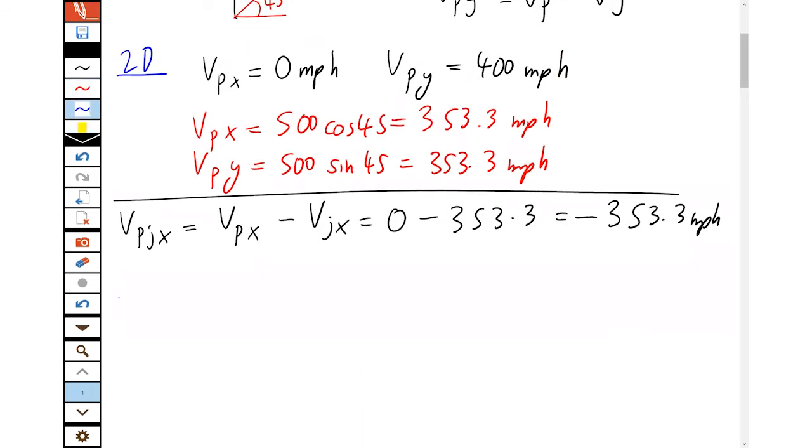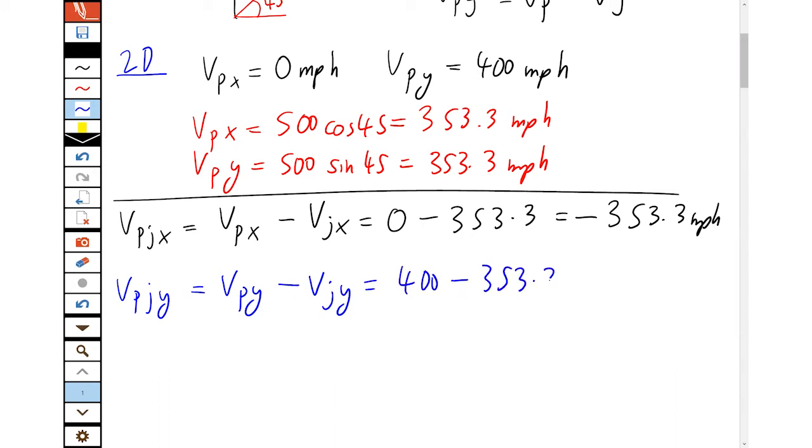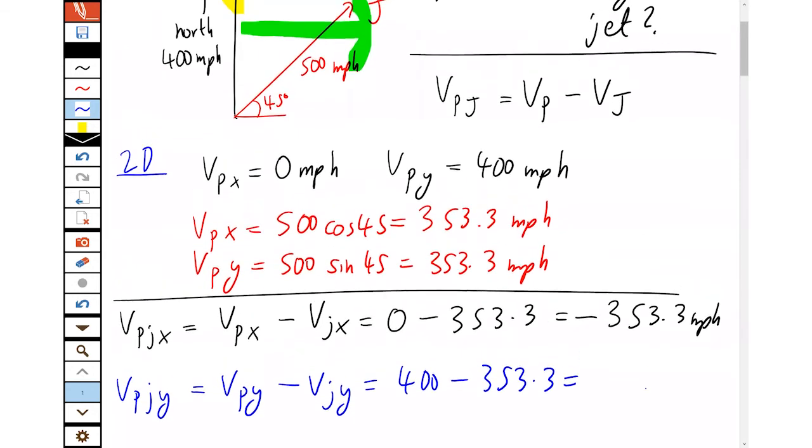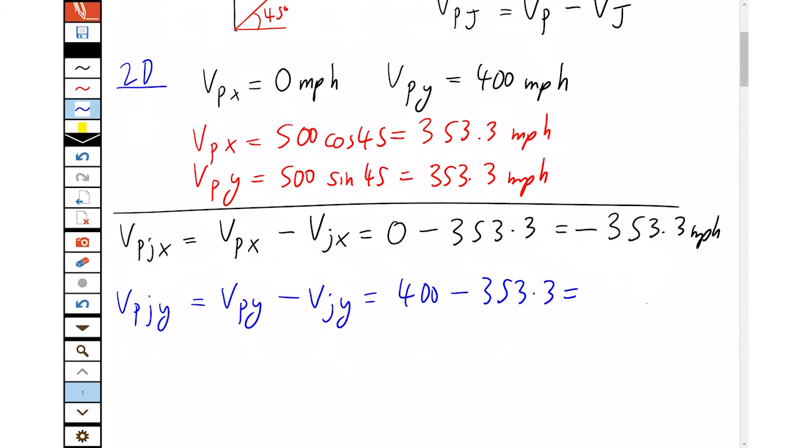Likewise, the velocity of the plane relative to the jet in y, the plane y component minus the jet y component, is 400 minus 353.3, which gives us 46.5 miles per hour. Excuse me, they're double checking my math. Want to make sure it's all working well.